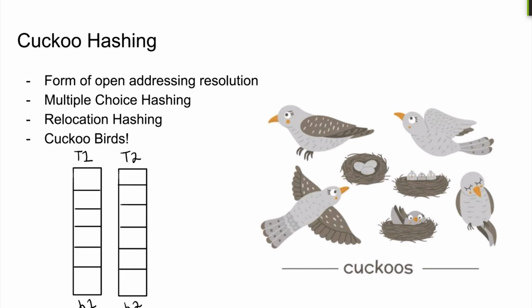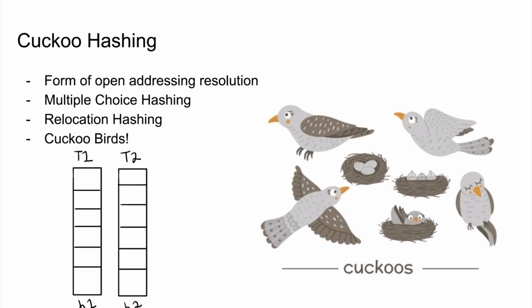Cuckoo hashing is a form of open addressing that provides fast and predictable lookup times. It uses two additional strategies, multiple choice hashing and relocation hashing. Multiple choice hashing utilizes two internal arrays or tables to store the elements. In cuckoo hashing, any given element has two possible valid placements, being in one of these two arrays. Each of these arrays has a unique hashing function associated with them to calculate a placement for the new element.